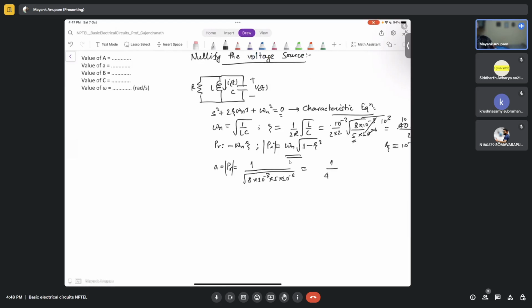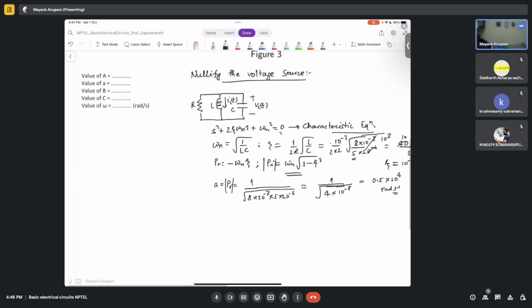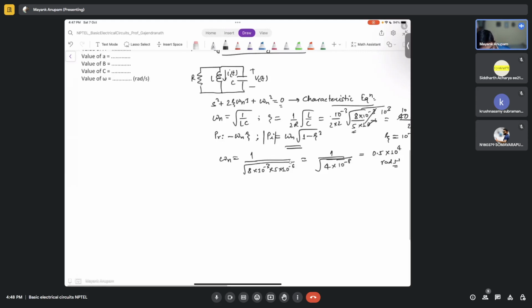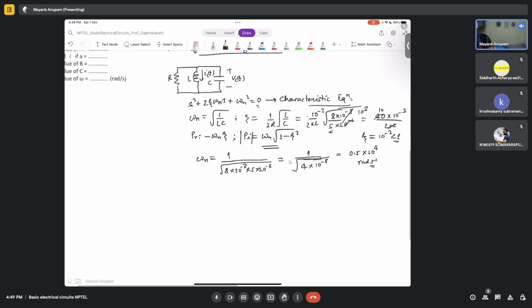1 over 40 into, is that correct? So it becomes 0.5 into 10 to the power 4, right? Radian per second. Oh, sorry, I made a mistake. This is omega n. So omega n is 0.5 into 10 to the power 4 radian per second. Okay, and what is zeta? We have already seen, zeta is 10 to the power minus 2.